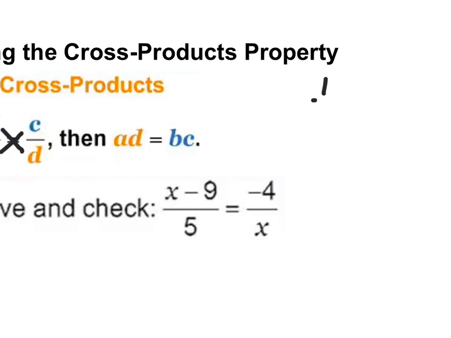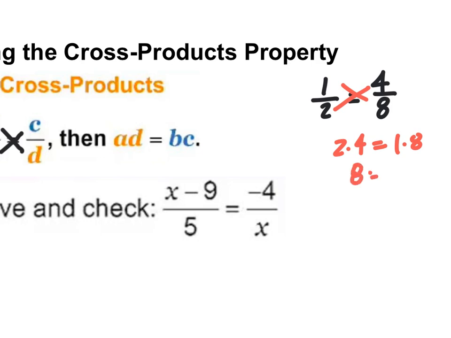Let's take 1/2. An equivalent fraction would be something like 4/8. And so if I took 2 times 4, is that equal to 1 times 8? 2 times 4 is 8, and that is also equal to 8, and that is a true statement, so this holds true.